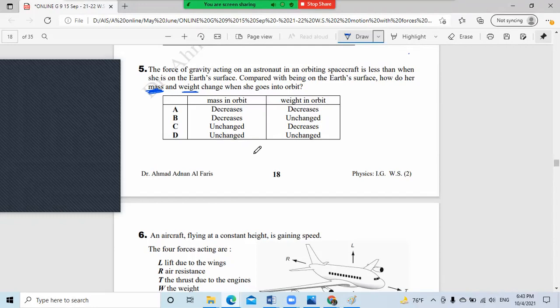Bravo. Right. Okay, Salma. Perfect. Bravo, Ilaf. Excellent. Excellent. You know the answer.